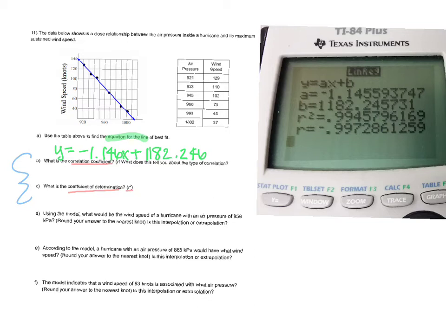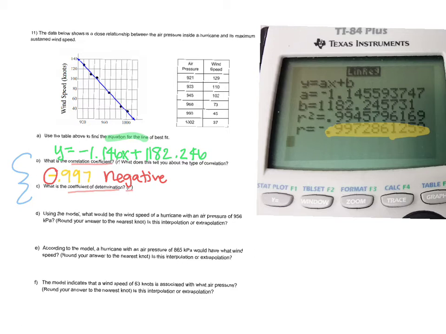And then part B, what is the correlation coefficient? R. So I'm just looking at this value right here, whatever R is, again, round to the nearest thousandth, negative 0.997. So what does that tell you about the type of correlation? Well, that gives you two things. First of all, the sign tells us that it is negative correlation, which makes sense because if we look at this, our data is decreasing.